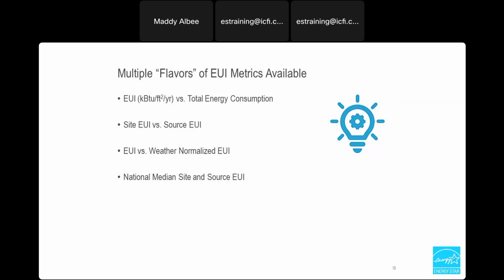And then finally, you can use the national median EUI to assess how your property is performing compared to others nationwide. This can be a valuable option if you are not eligible to receive that 1 to 100 score for your property, but you still want to know how your property is stacking up to others. And I'll note that this national median calculation does not account for differences in operating parameters the way that the 1 to 100 score does.